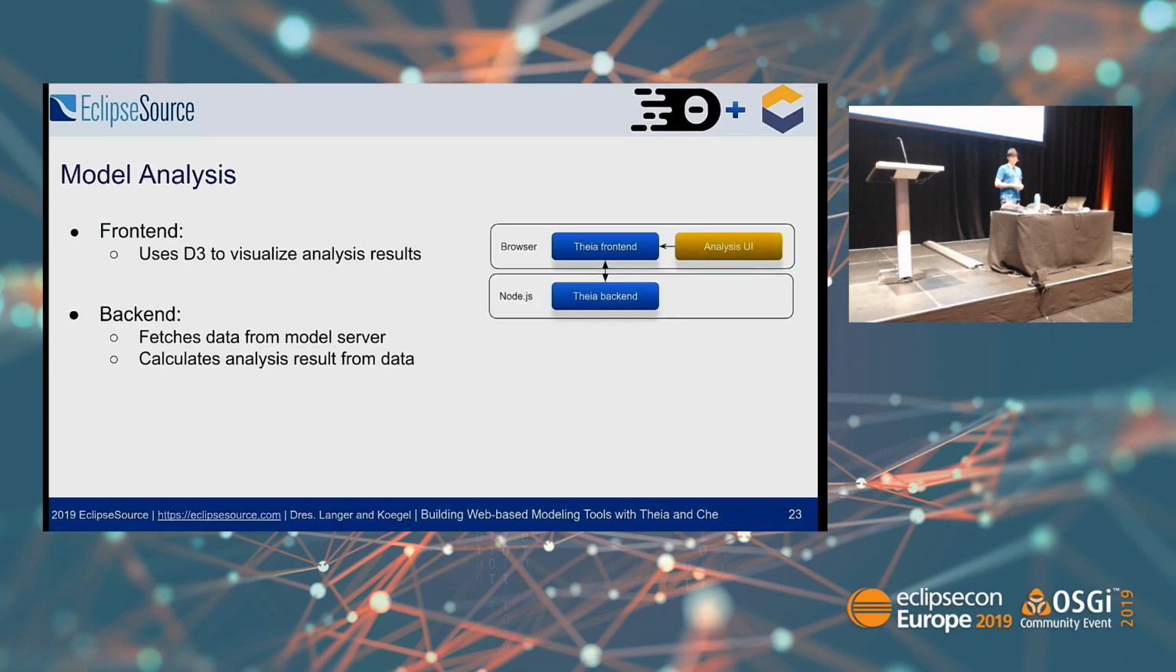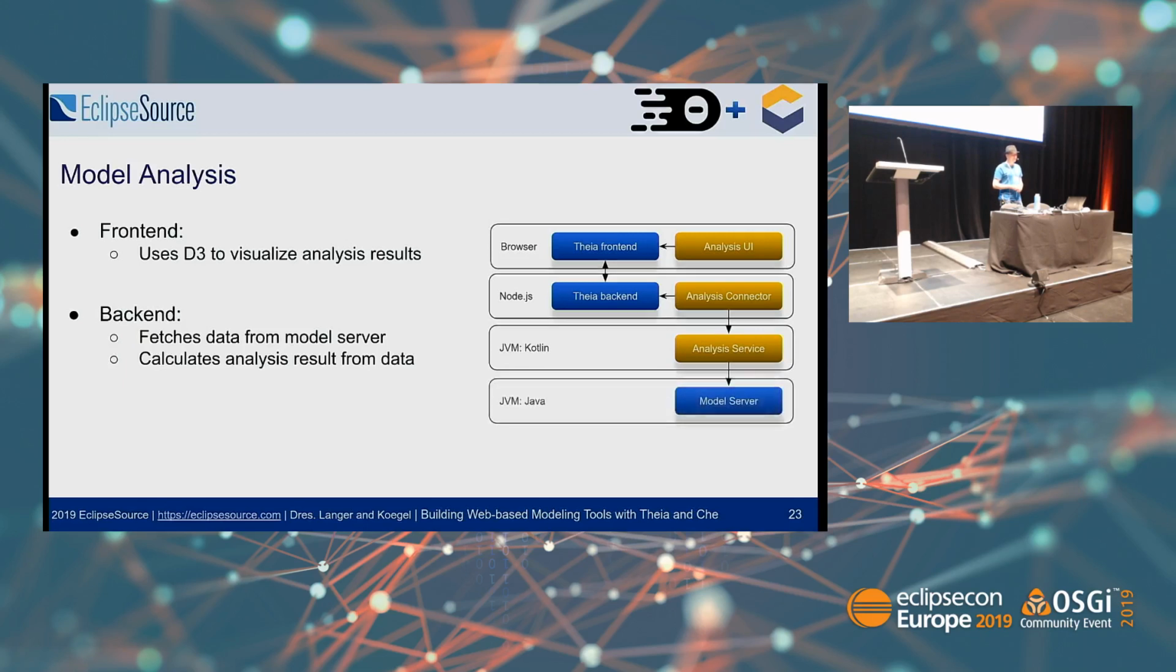So there's a front-end contribution. It's only this menu contribution to be able to run the analysis. And then there's a connector in the backend that launches this analysis service. And since Philip wanted to try Kotlin for a long time, he implemented that in Kotlin, but it runs in a JVM. And then this analysis server connects to the model server to actually fetch the data.